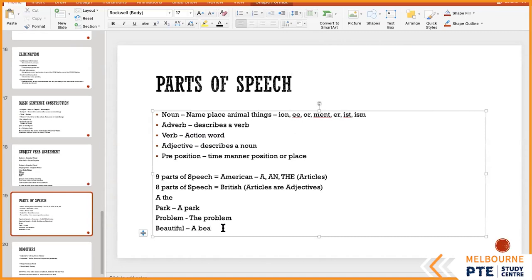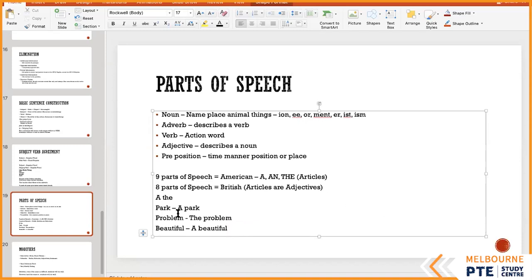Can I say "a beautiful"? Do I need to add something? If I say "a beautiful," does it stand on its own? No, you need to add something, right? A beautiful dress. So "a beautiful" doesn't stand on its own. Why? Because it's not a noun. Got it?